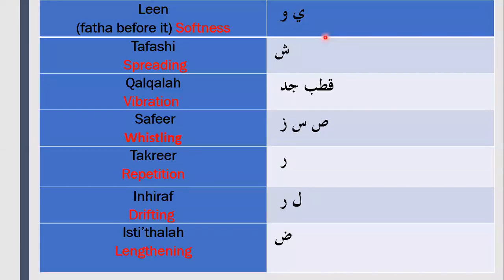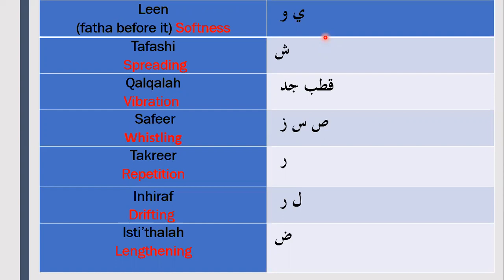Assalamu alaikum warahmatullahi wabarakatuh. Inshallah, today we're going to go through the characteristics of letters that do not have opposites to them. If you look at the table on my screen, I have identified the categories and we'll go through them individually.